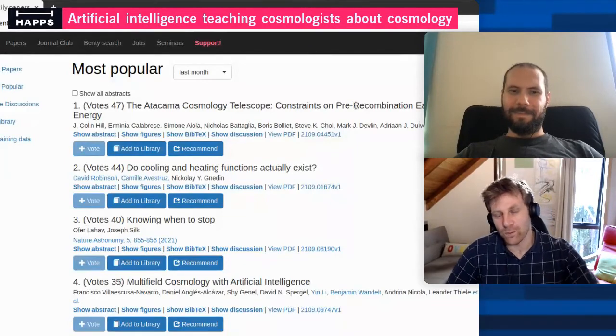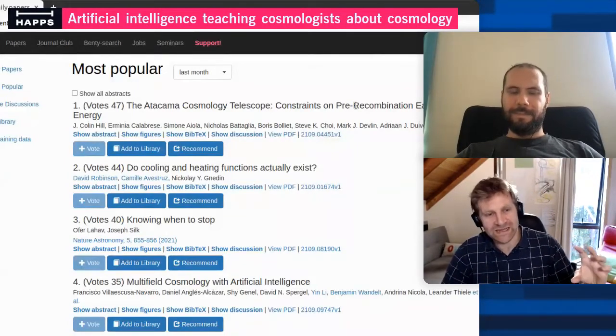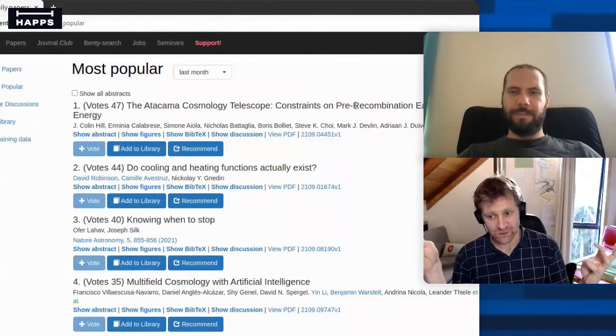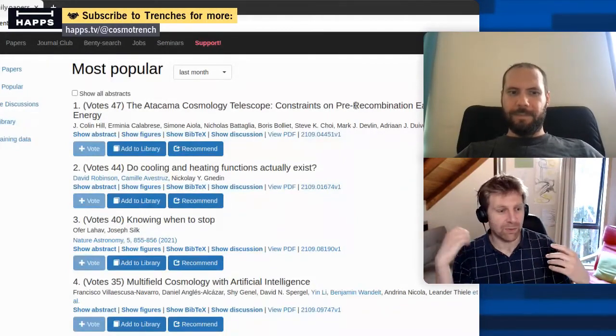And so the word recombine is meaning when the electrons and protons recombine in the early universe to form neutral hydrogen. It's a poor choice of word.